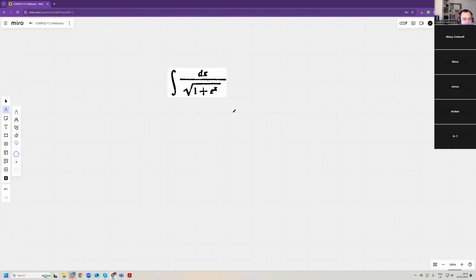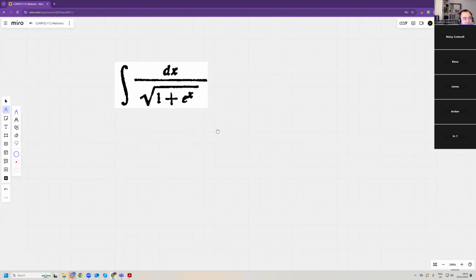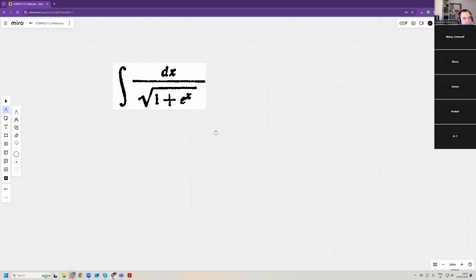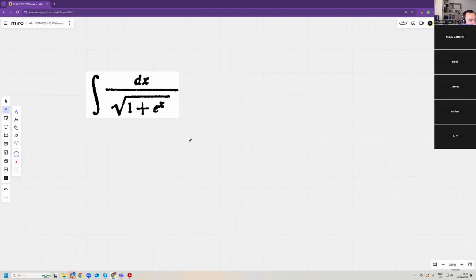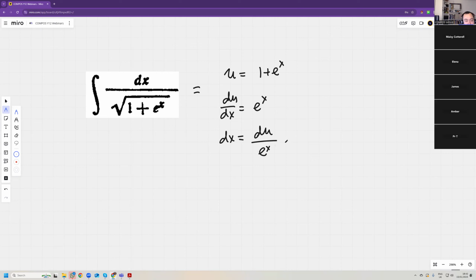This one. I think this is fairly straightforward. Let's see if I can make a substitution. So let's say u is equal to 1 plus e to the power x. du dx is e to the power x, of course. So dx is du over e to the power x. And e to the power x is actually u minus 1. So du over u minus 1.